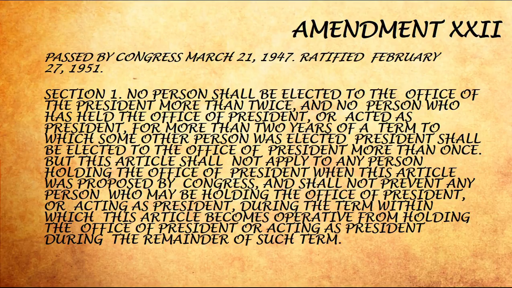But this article shall not apply to any person holding the office of President when this article was proposed by Congress, and shall not prevent any person who may be holding the office of President or acting as President during the term within which this article becomes operative from holding the office of President or acting as President during the remainder of such term.